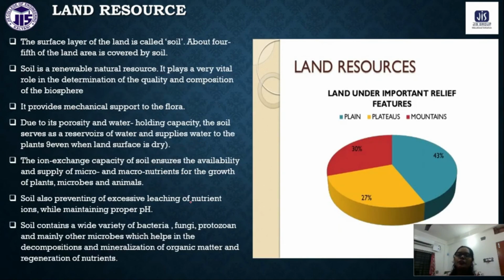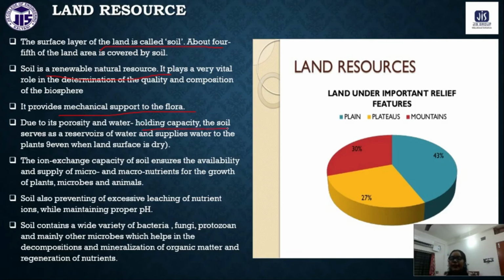Okay, now land resources. As we all know, whatever we have, the land, rock, soil, all are called the lithosphere, all are land resources. The surface layer of the land is called soil. The soil is a renewable natural resource. It provides mechanical support to the flora. Okay, due to the property of water holding capacity, what will happen? The soils are porous.